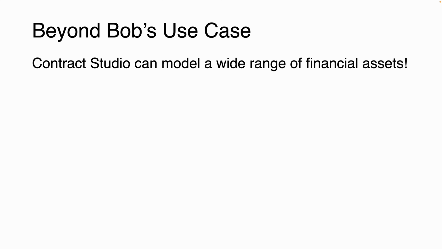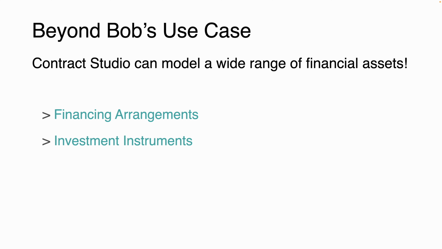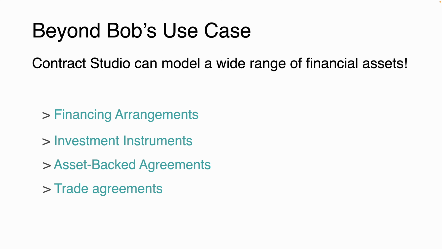While Bob's case was about angel funding, Contract Studio can model a wide range of financial assets, such as loans and futures and other structured financing arrangements, bonds, securities, and other investment instruments, asset-backed agreements such as mortgages, also trading agreements such as options, stocks, and swaps.